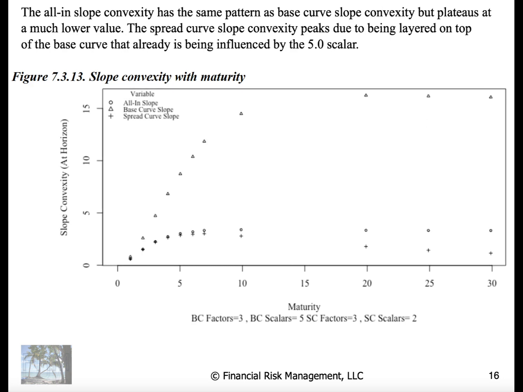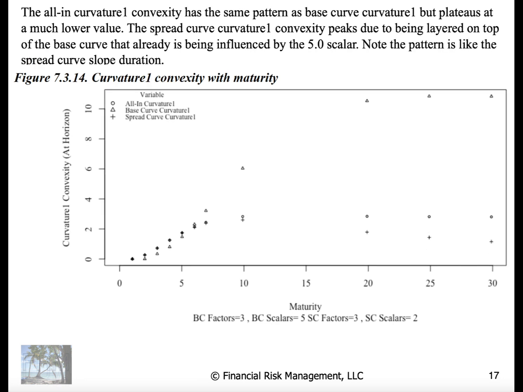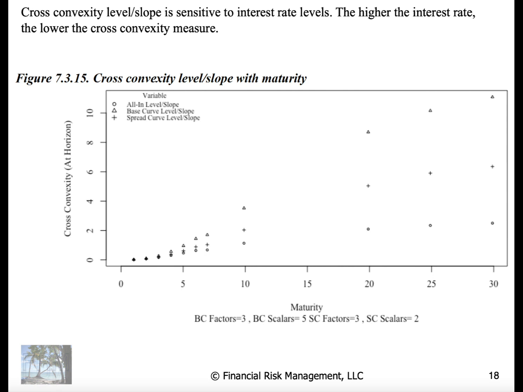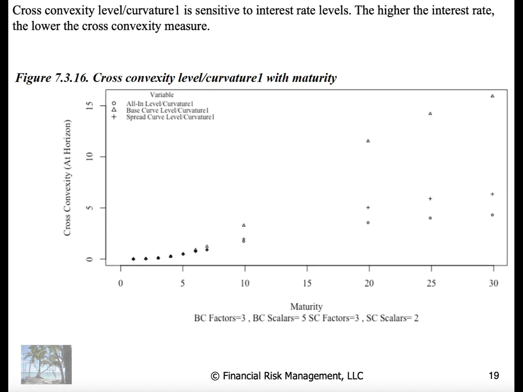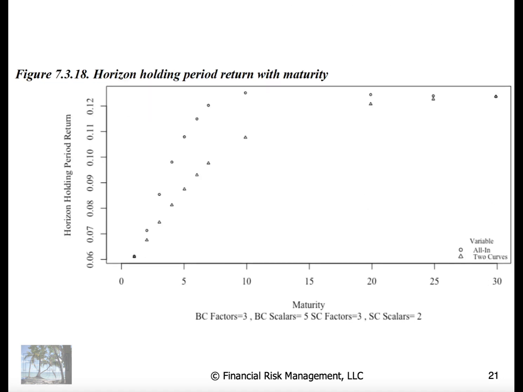The slope convexity has the same patterns as previously seen, and again, the degree to which you need these different convexities depends on context. Curvature, the same idea. You get different results depending on whether I'm measuring the all-in, the base curve, or the spread curve. Cross convexities are actually relatively minor effects and can be safely ignored in most contexts.